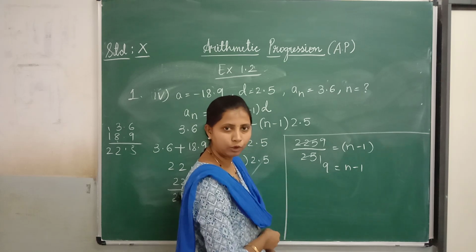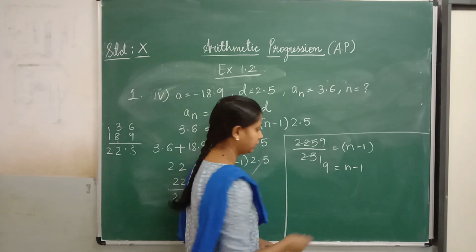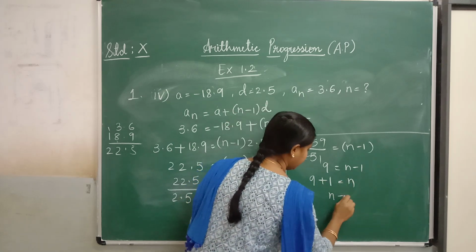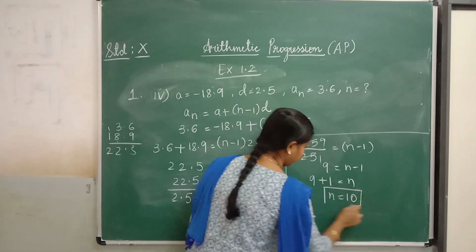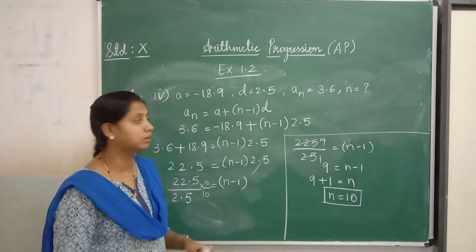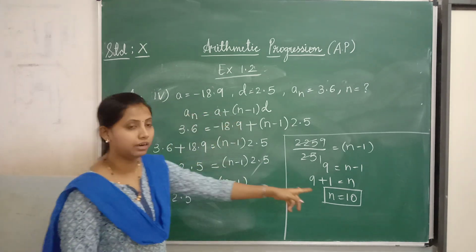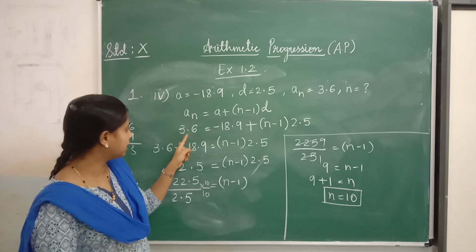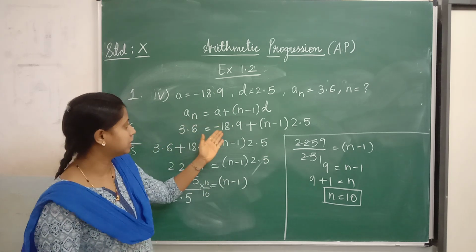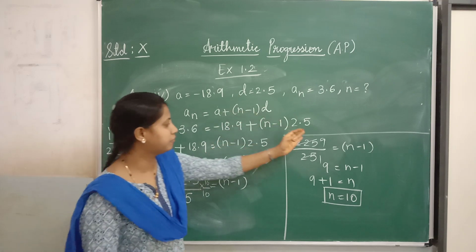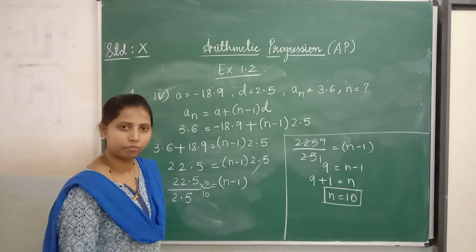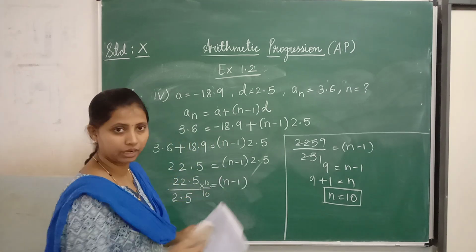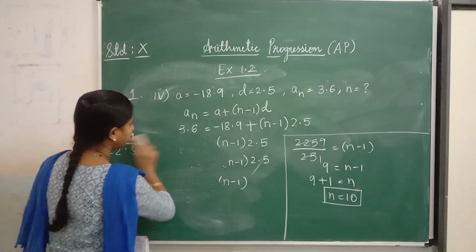Now you can find the value of n. Minus 1, bring it to this side. 9 plus 1 is equal to n. That is nothing but n is equal to 10. So how many terms are there in this particular AP? 10 terms. When 10 terms are there, its nth term, the last term, will be 3.6, first term minus 18.9 and common difference 2.5. So the first main's remaining sums, you solve by yourself.